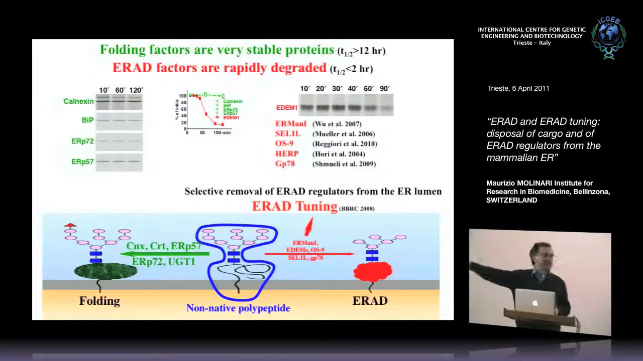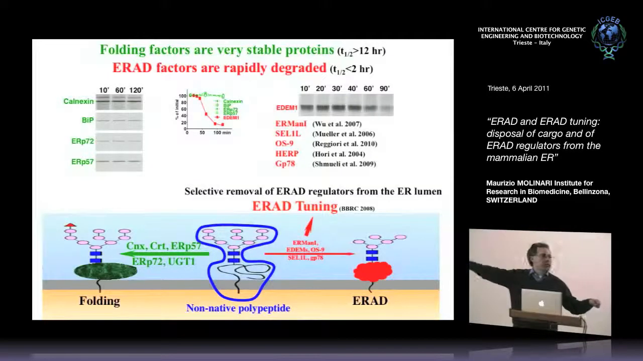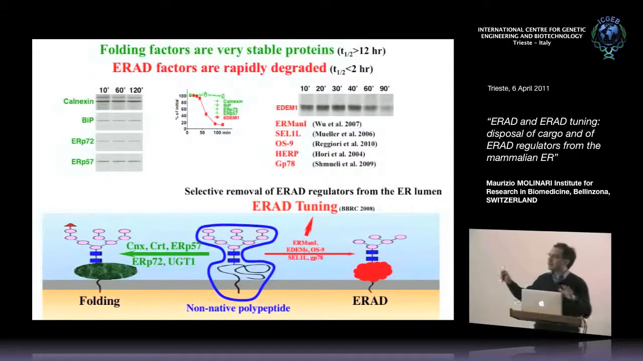Then, if you have problems in the endoplasmic reticulum, for example, synthesis of mutated proteins that have to be degraded, then you stabilize these proteins, or you induce their synthesis. You enhance the level of degradation. But at steady state, the situation is likely to be this one. Very stable, very unstable.